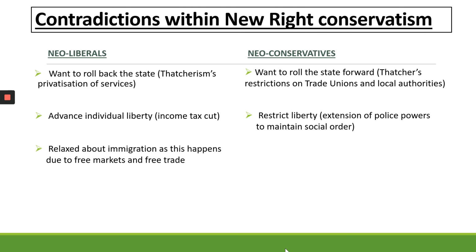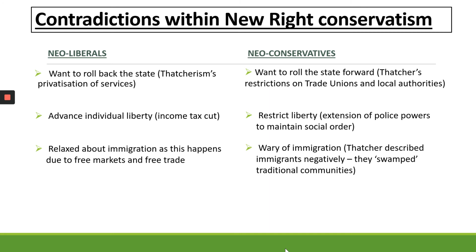Neoliberals also are relaxed about immigration, because the neoliberal strand argues that immigration is good because it happens due to free markets and free trade. If you think about people that come to the UK, they often come to work because they want to earn more money. They perhaps can see job opportunities in the UK that they haven't seen in other countries. So it's good because it leads to competition, and that leads to the economy flourishing.